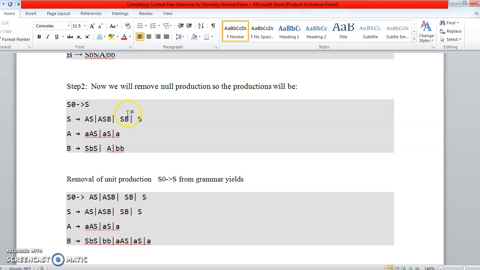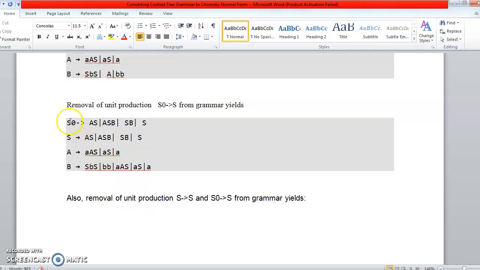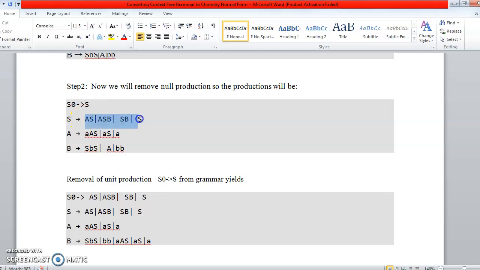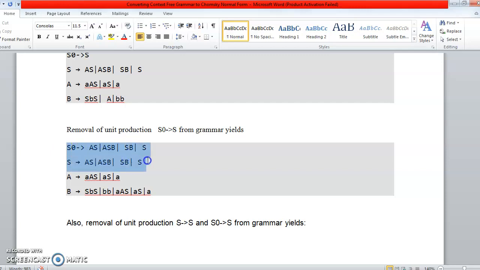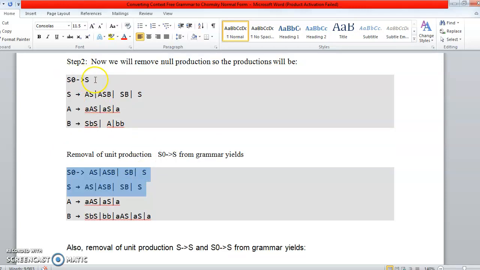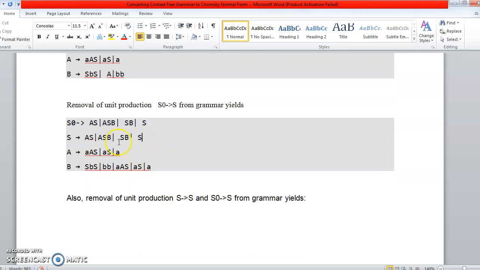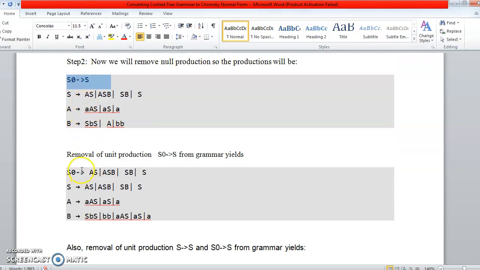Okay, and for that, what we will do: S0 produces S, and S produces this. So from here we can write S0 produces this total right hand side. We can add the new thing: S0 produces S, and S produces this one, so we can write S0 produces this one and S produces this one. From these two lines we can write S0 produces, and this is the fundamental of the unit productions. So we just split this one into this one and this one, and the remaining A and B productions are the same.